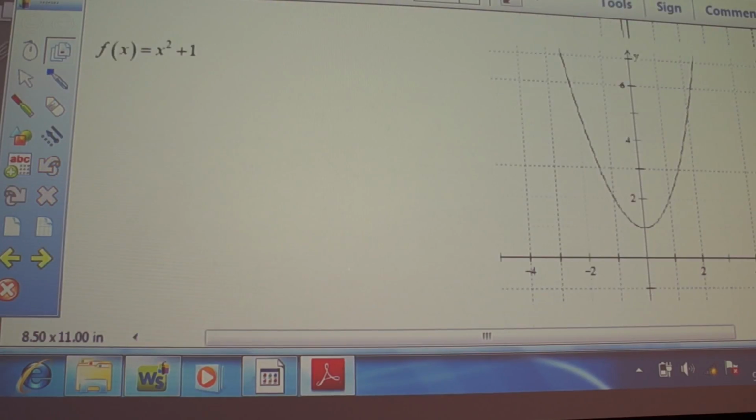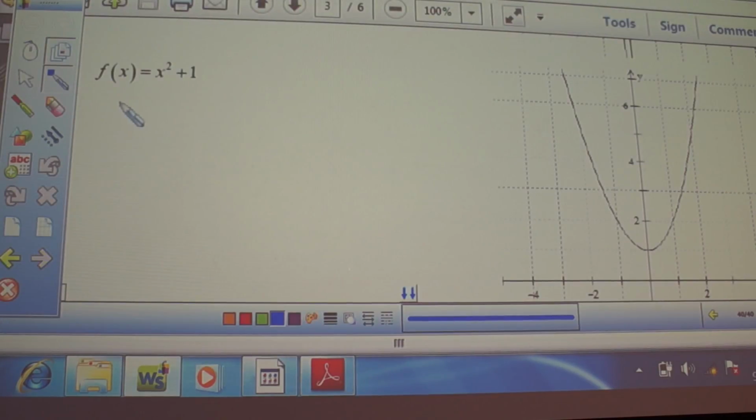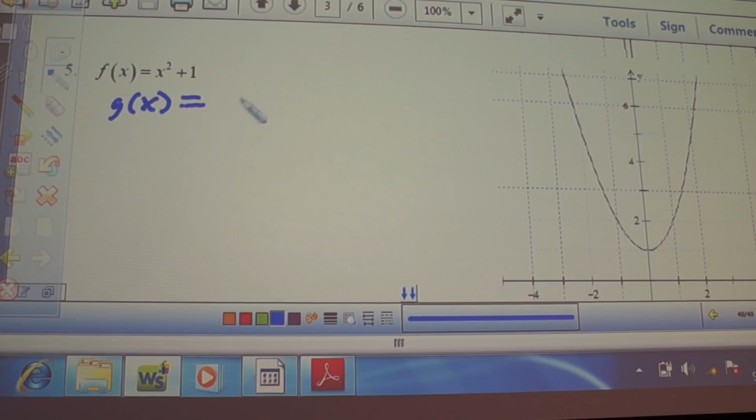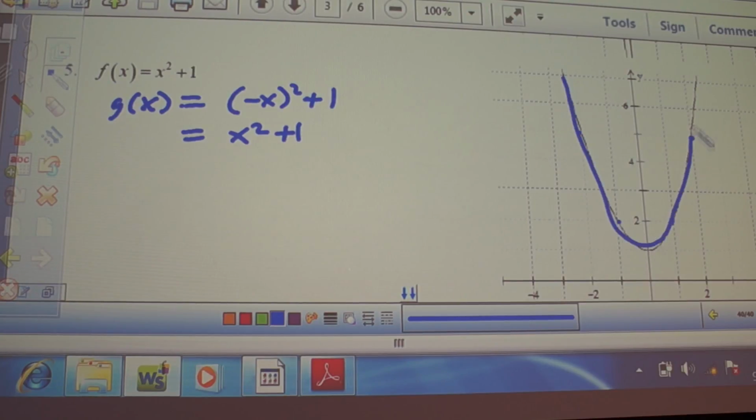Oh, we're over time. All right, so this one I'm just going to show you guys. Here, g of x would be negative x squared plus 1. But if you take negative x and you square it, you're just going to get the same thing, x squared plus 1. And if you reflect, this point here goes to this point here. This point here goes to that point there. So it's a graph of itself, because when you reflect it around the y-axis, you get itself.